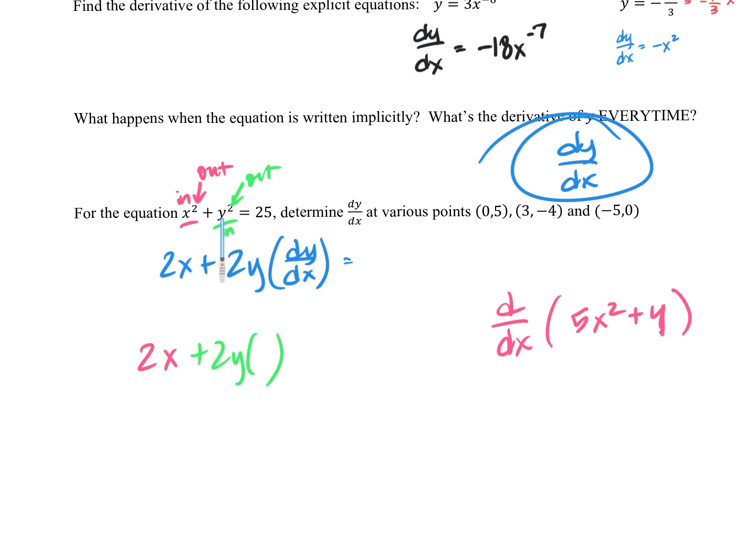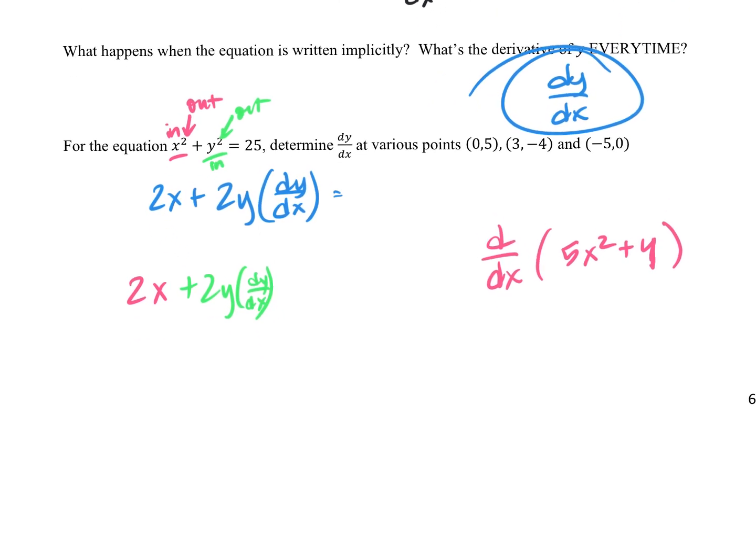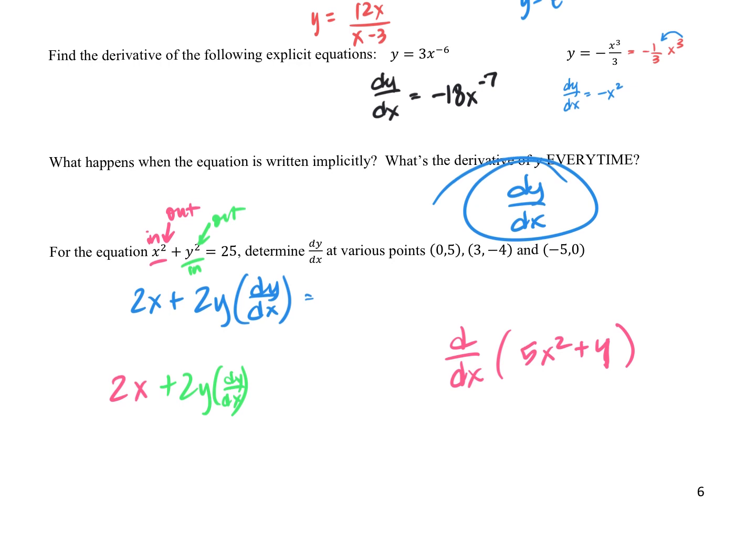What's the derivative of y? What have we been doing with the derivative of y every single time? dy dx. That is so easy to forget. But anytime we're seeing a y, we've got to put a dy dx. I want you to remember, you've been doing that every time already. It's just been easier to see because the y has been by itself. The derivative of y has got to always have a dy dx with it.